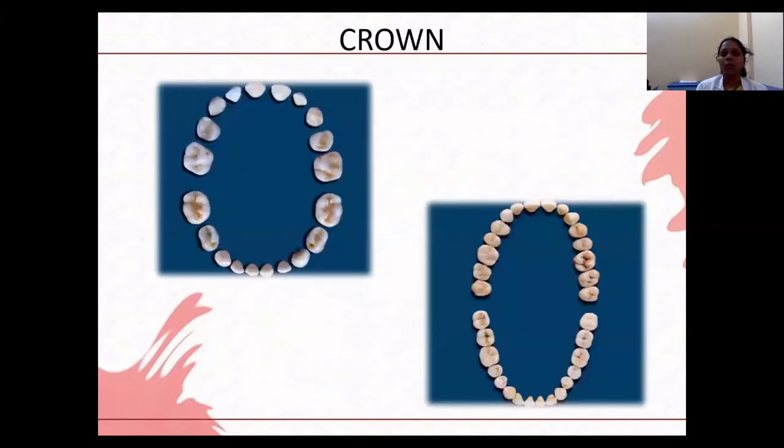And next, moving on to the crown-wise difference between the primary and permanent dentitions. Normally, when you look at the size of the crown of the primary and permanent teeth, the size of the primary teeth will be less when compared to that of the permanent dentition. But there is an exception for the first molar, that is the first primary molar.